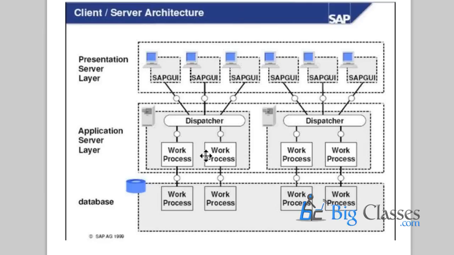Now the key thing to remember about the work process is that it is a time-stamped entity. When we execute a program in a work process, or when we give it a task, the work process will try to execute the task for a fixed amount of time.